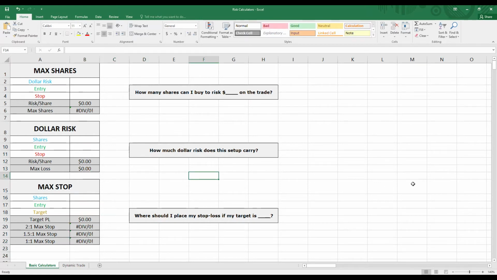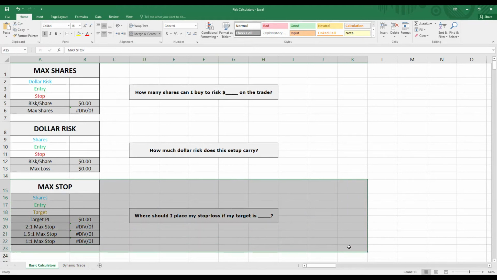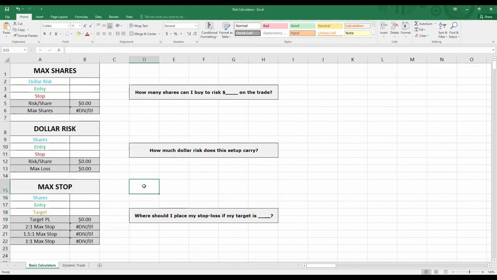So now that we've learned how each one of these works, I want to talk about how and when you might use these. So I'm going to work my way up from the bottom because I believe the max stop calculator is something I really need to offer a warning about. The reason I said this is probably the least important of all of them is because it's only designed for a very specific situation.